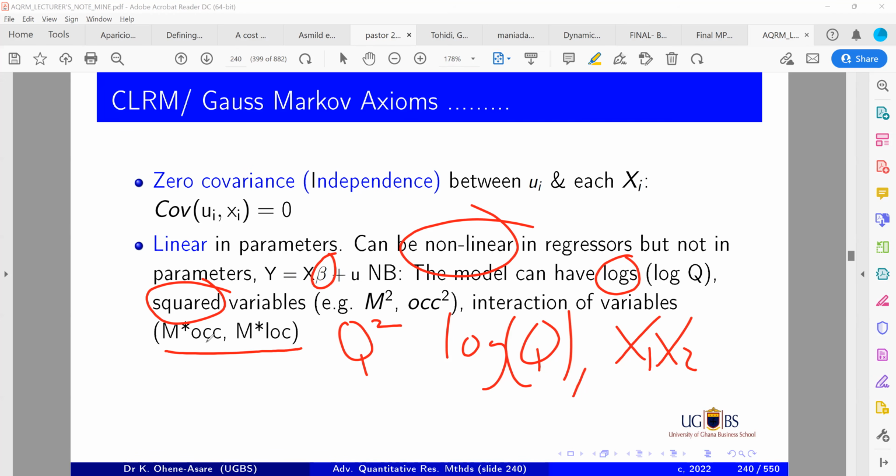Why do we do interaction variables? Why do we do moderating variables? Why do we square some of the variables? Why do we log some of the variables? We will look at all of this in a panel detecting matrix.